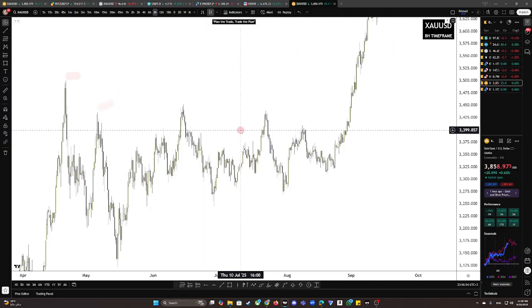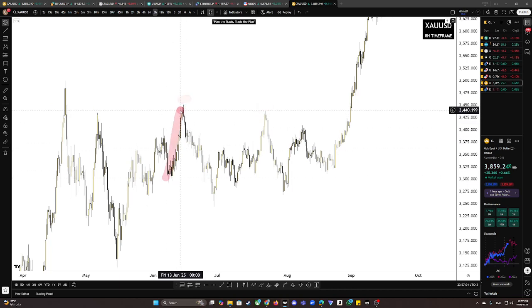What is liquidity? It's basically orders that are usually stop orders that are being placed above highs. So for example, in this case, when price went up here, people looked for shorts and people put their stop losses above the highs. Usually the safest place to place stop loss orders are above strong highs and strong lows. And in this case, people definitely had stop loss orders here.